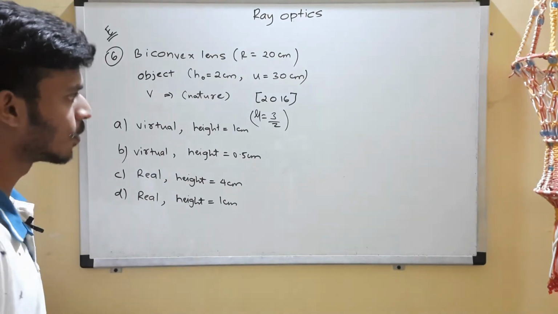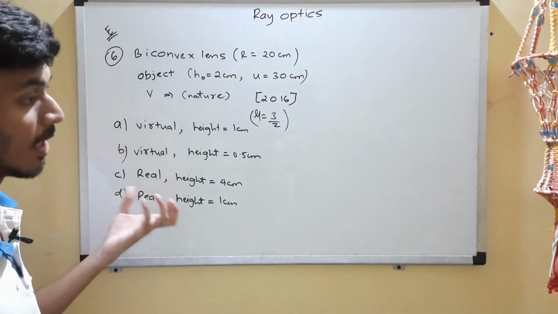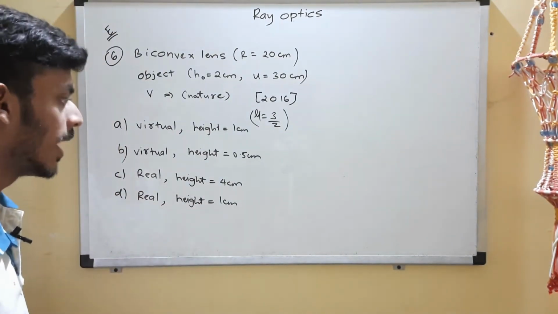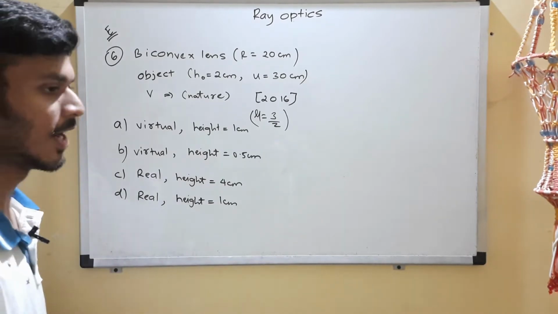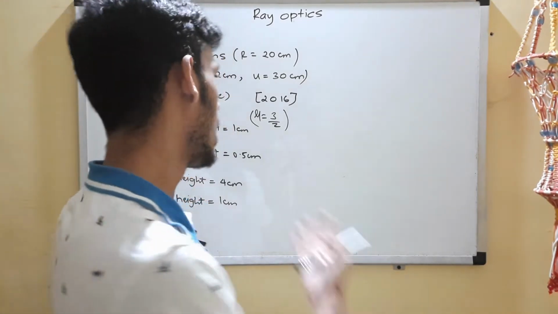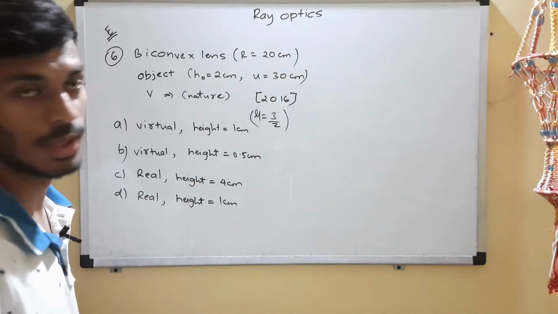You are supposed to tell what is the nature of your image, whether it's virtual or real, and you are also supposed to comment about the height of the image, okay? And here the refractive index of the lens, it's made up of glass, is given as 3/2, okay? So let's try doing it.